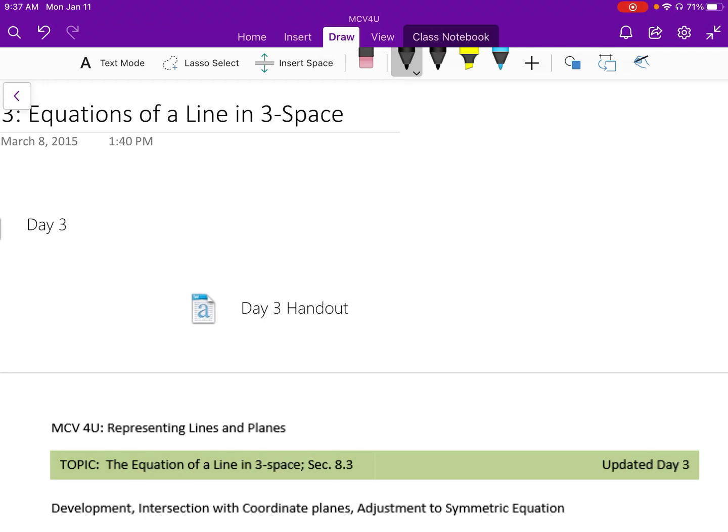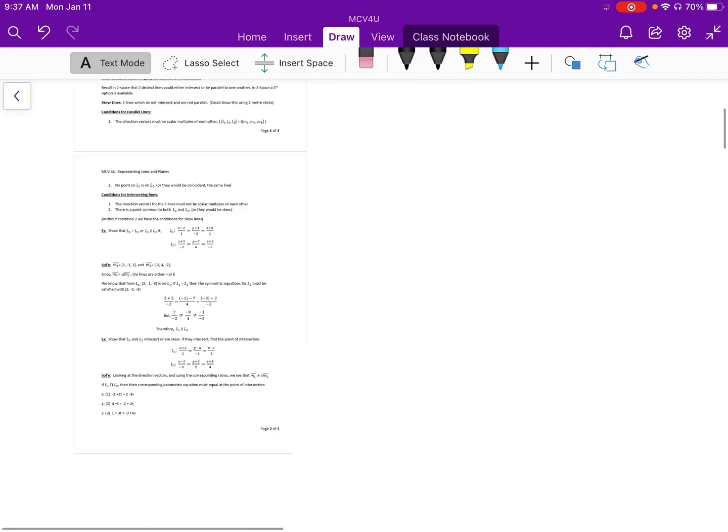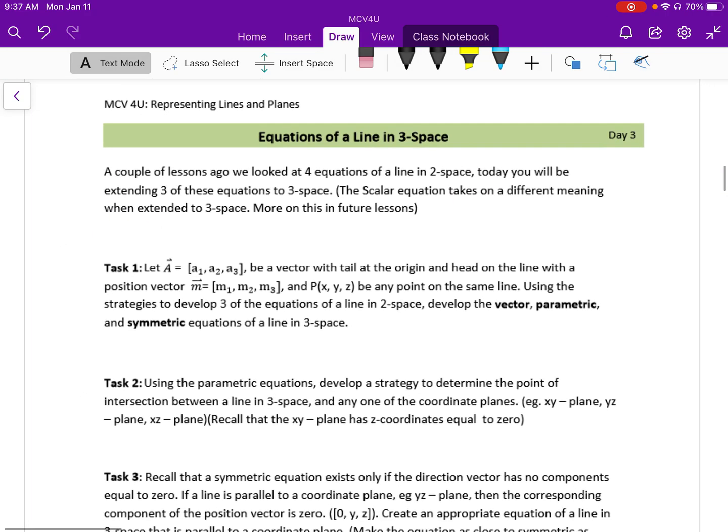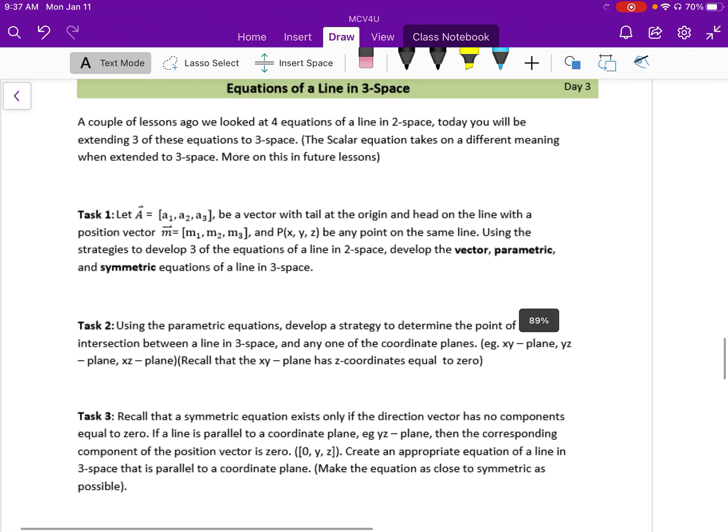So now that we've covered all the types of equations in two space, for the vector world, we're now going to extend that into three space. What I'd like you to do to start with is either open up the day three handout here, or find it at the very bottom of this page. If we go through the whole lesson and take a look at the very bottom, you'll see that we've got the handout right here.